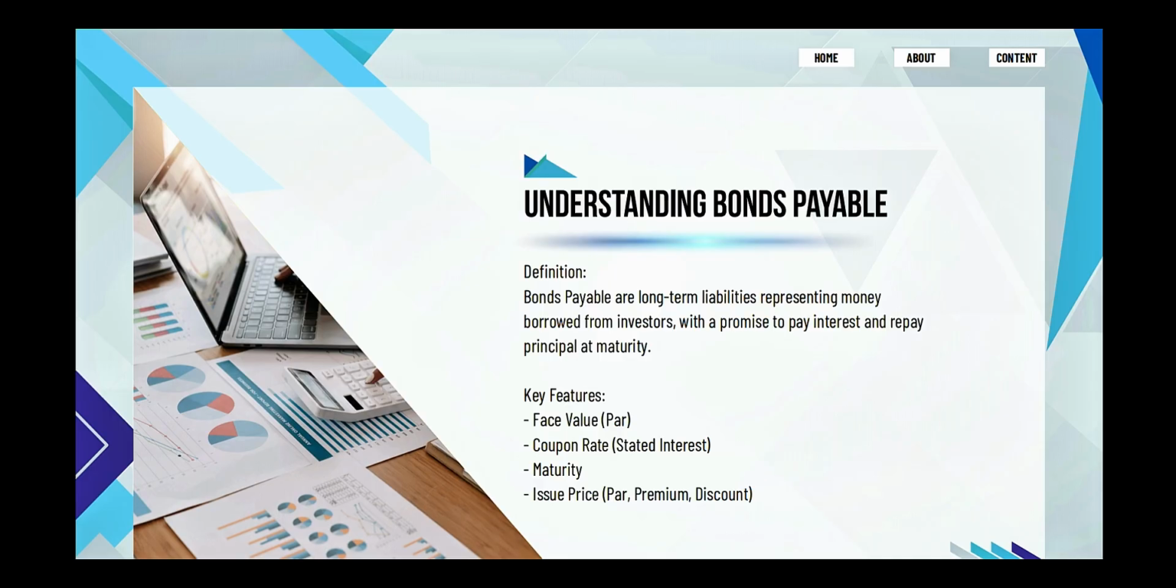Third is what we call maturity. Ito ay ang haba ng panahon bago kailangang bayaran pabalik ng issuer ang principal amount ng bond, parang due date kung kailan matatapos ang utang. And lastly is the issue price, which is under par or premium or discount. Ito yung presyo kung magkano unang binenta o inoffer ang bond sa public nung nilabas siya. So I hope malinaw ang mga key features under the bonds payable.